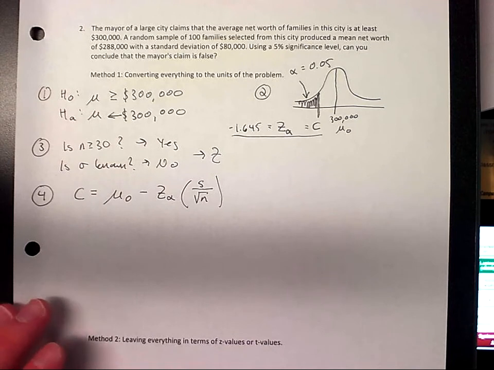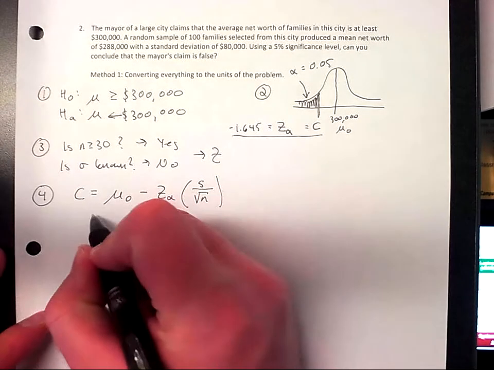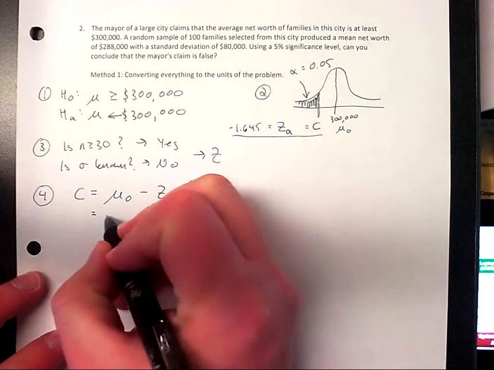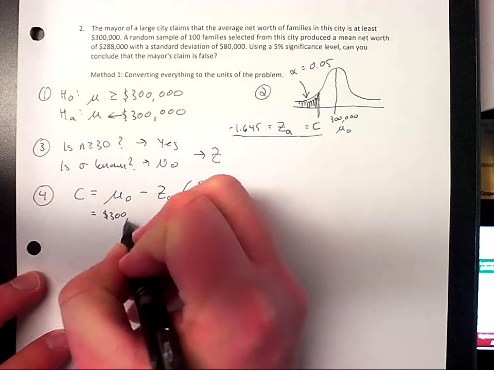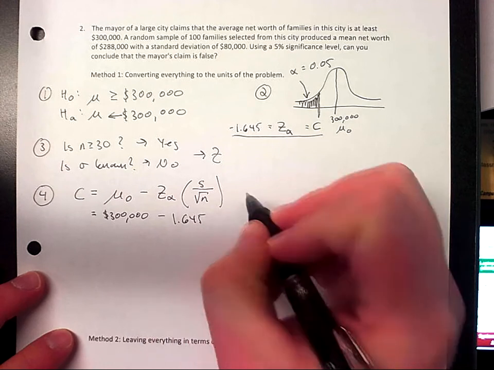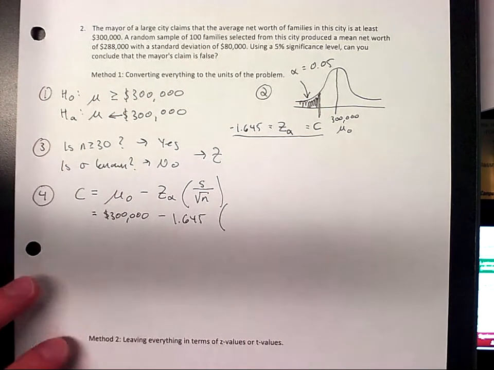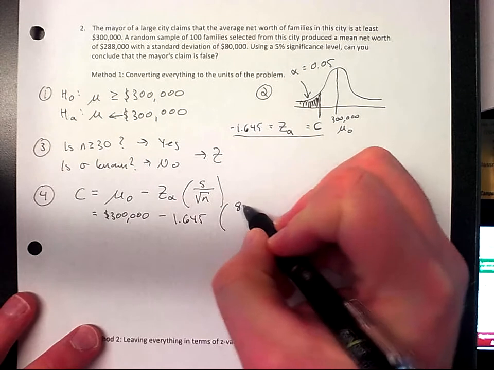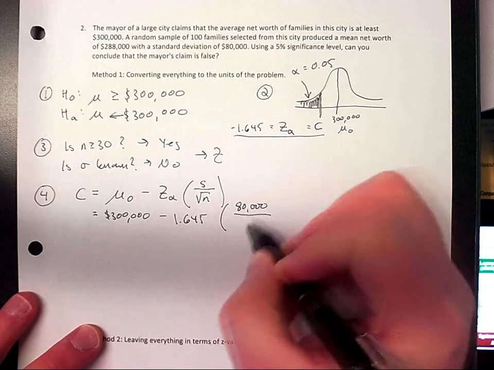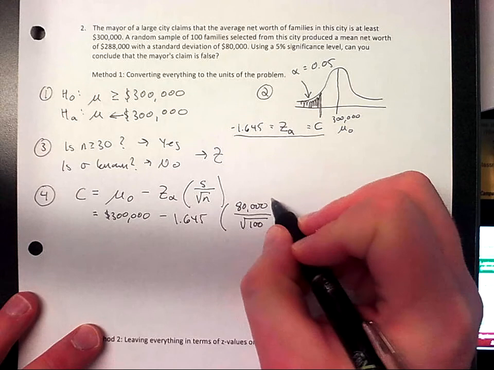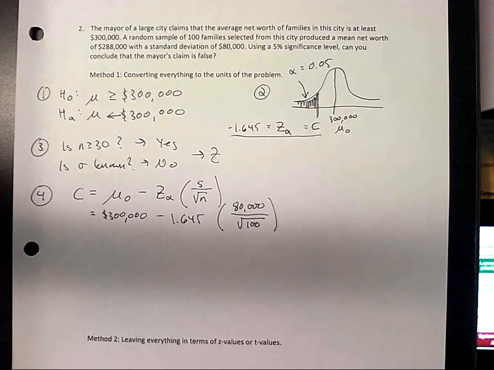All right, so let's go ahead and plug in our values. What is our hypothesized value? 300,000, so we're going to plug that in for mu. We just said that Z sub alpha was equal to 1.645. Then our sample standard deviation is equal to what? 80,000, and our sample size is 100. All right, is everybody good with this step right here? What we've done in this step.